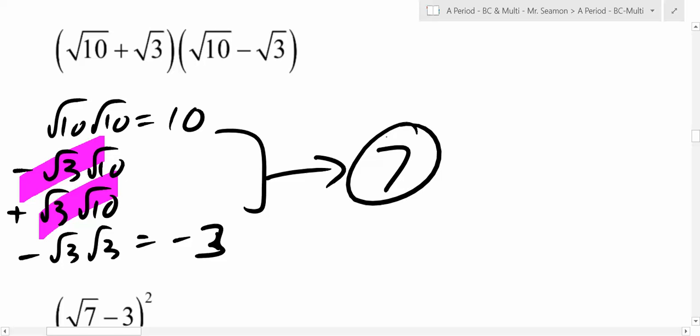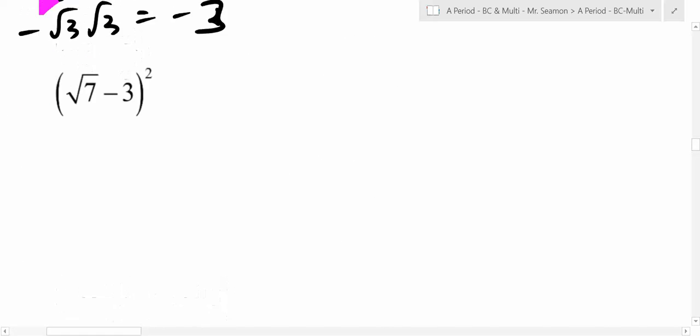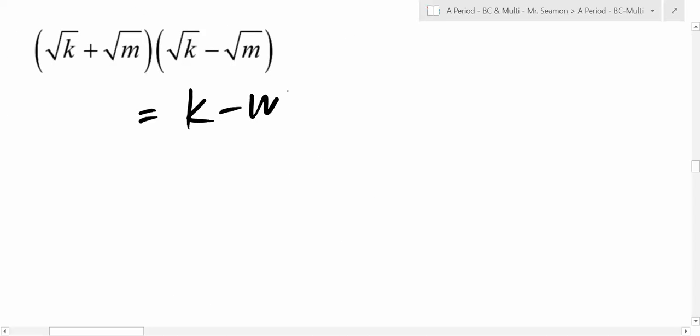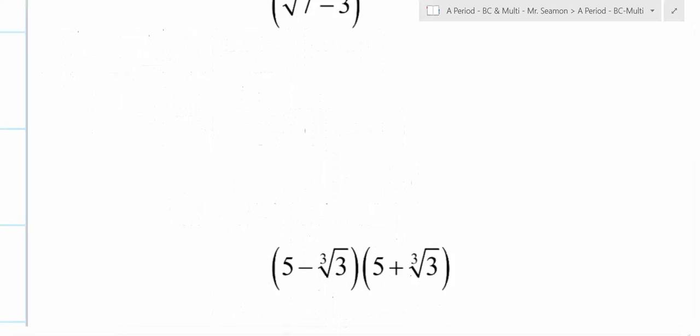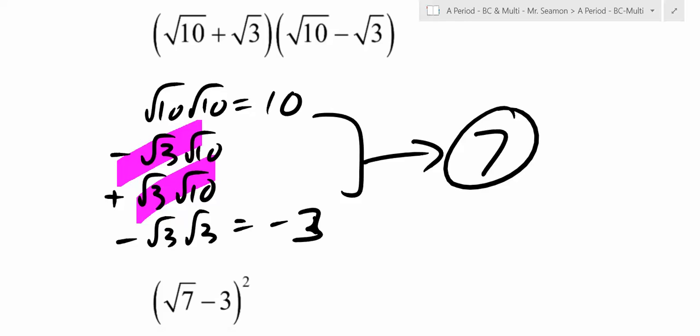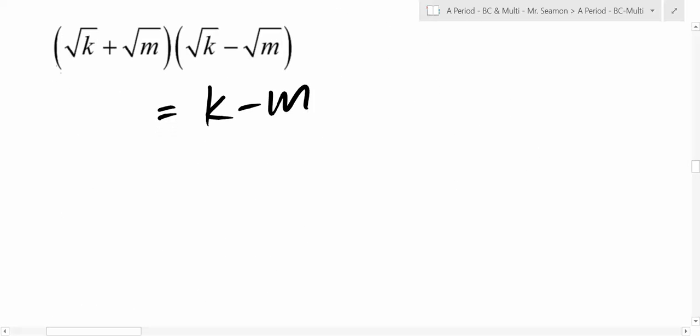Yay! So does it work out sometimes and make your life nicer? Sure, absolutely. Let's see if there's a one that it is k minus m. Does that match what we just did up here? 10 minus 3 is 7. Yeah, it does match. So it should be k minus m.